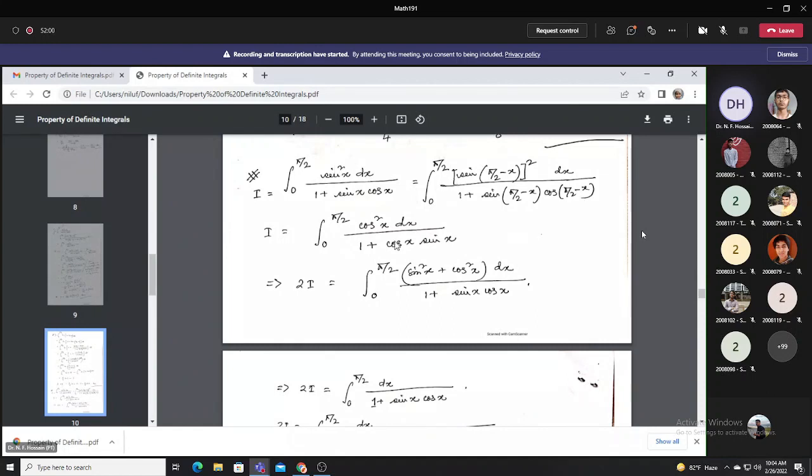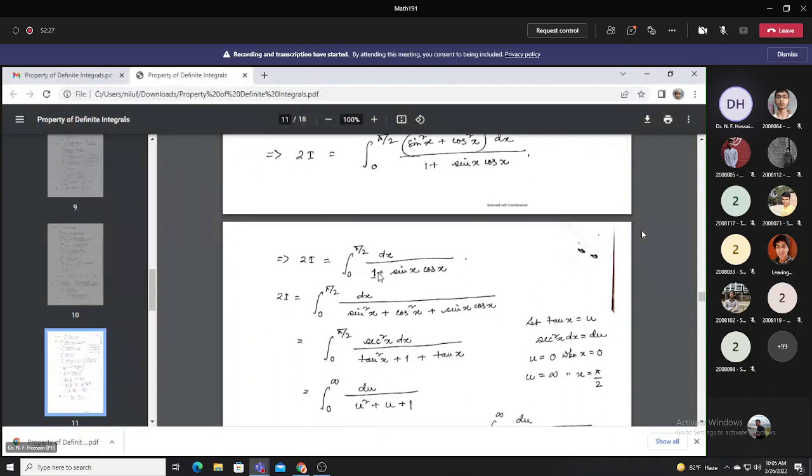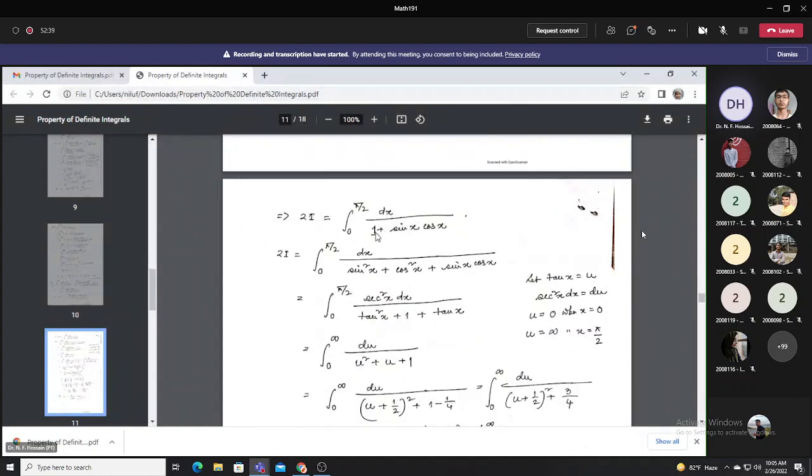So exactly the same function, but the upper part is different. Here in the starting it was sin square x, now it is cos square x. So if you add these two, in the left side you will get 2I, because both of them are equal to I. So 2I will be equal to the sum of these two, and when you add this, the LCM is the same, 1 plus sin x cos x, in the upper part sin square x plus cos square x, which means 1. So in the upper part we have simply dx.